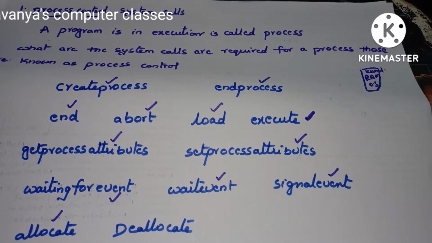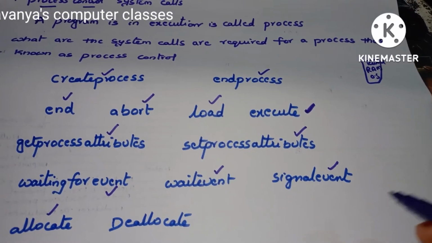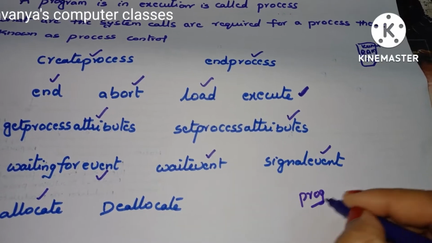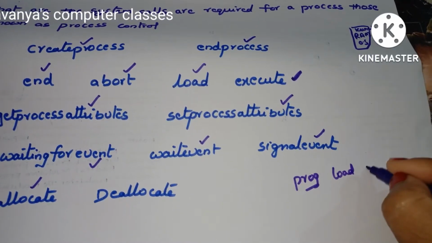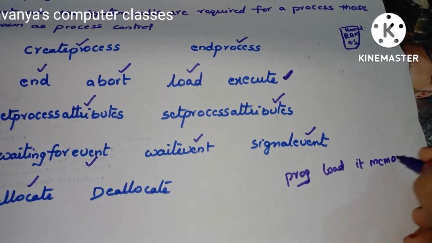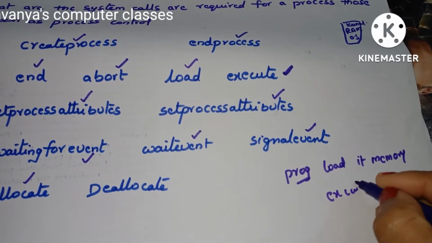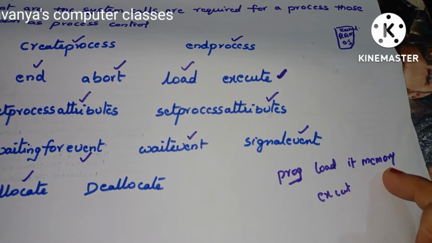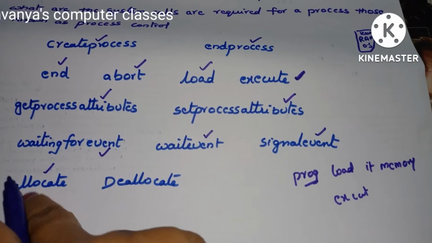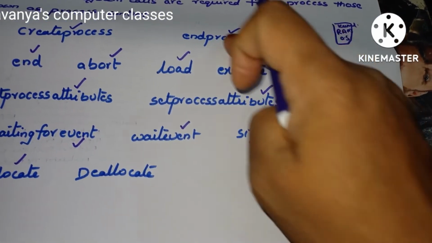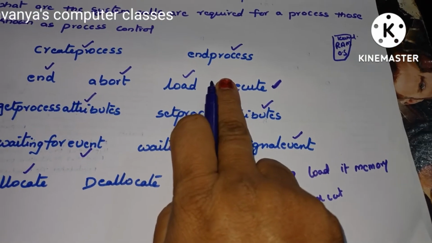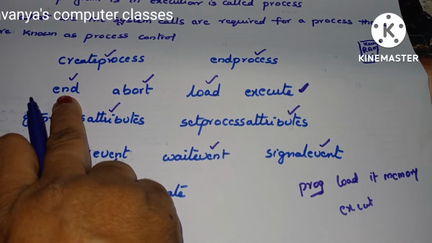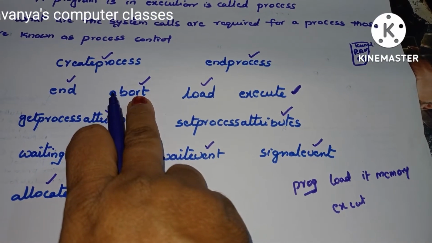It is not necessary to memorize all of it, because everything is in one line. First we write a program. Whenever you write the program, first load it into memory, then start the execution. When the program is loaded into memory, we need the load system call. Whenever we require memory, we need the allocate memory system call. Once we start execution, we need the execute system call. If it is successfully completed, end your process with the end system call. If it is unsuccessful, terminate it with abort.